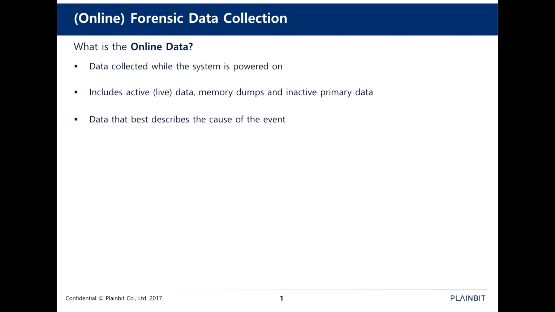The objects to be collected are volatile data that disappears when the power is off, high-value memory dumps, and inactive primary data that do not take a long time to collect. During network monitoring, if a malicious traffic is triggered from a particular host, the best tool to explain this is online data collected right before the host is powered off.